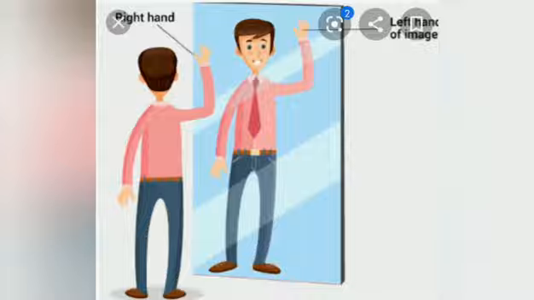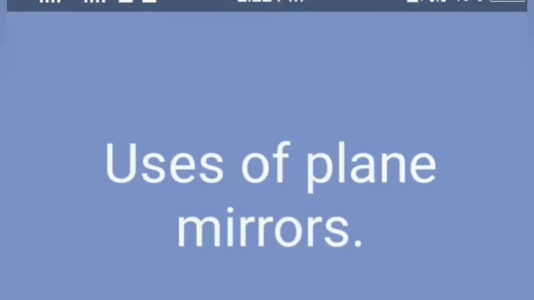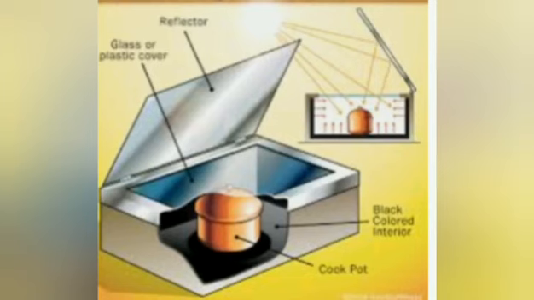The uses of plane mirror. Plane mirrors are used as looking glasses. Plane mirrors are used to reflect light on an object. For example, solar cookers use them to reflect sun rays towards the vessels to be heated. Mirrors used in a small space give a perception of double the space.